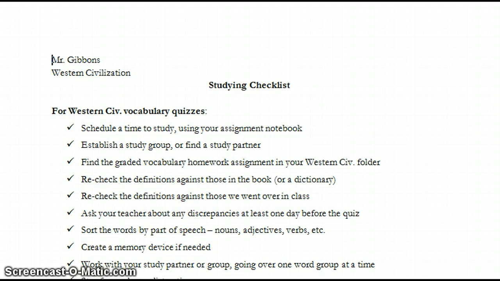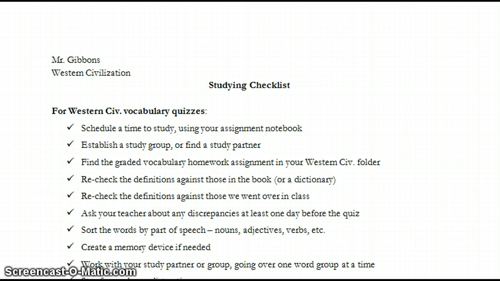You should also establish a study group or have a study partner to work with. Ideally, this is someone from your class, but if it's someone from another one of my Western Civ classes, that works as well. The quizzes are the same no matter what class of mine you are in.